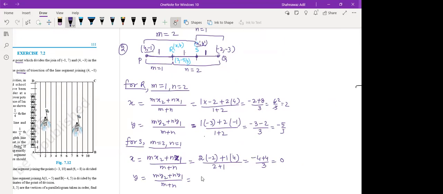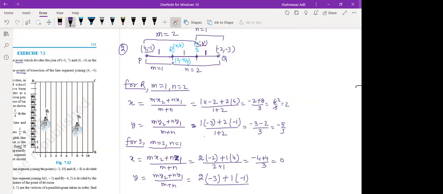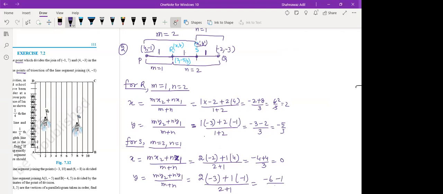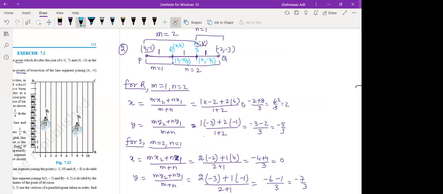So 2 into y2 is minus 3 plus 1 into y1 is minus 1, divided by 2 plus 1. So this is minus 6 and minus 1 divided by 3. So this is minus 7 by 3. So we have calculated the coordinate of this point as well. So this is 0 comma minus 7 by 3, right? So these would be the coordinates. Please note it down. Then we'll do the third question. Yeah, please note it down, Rifa.